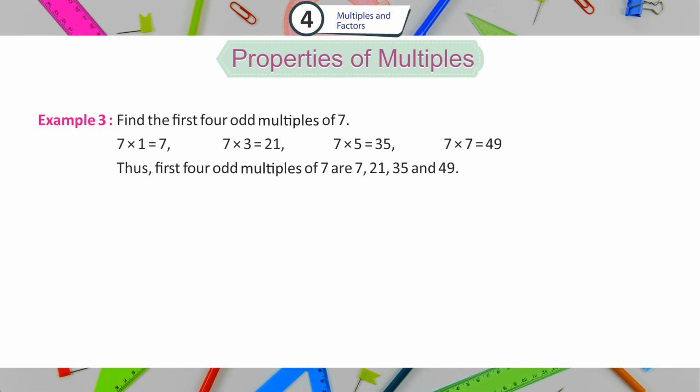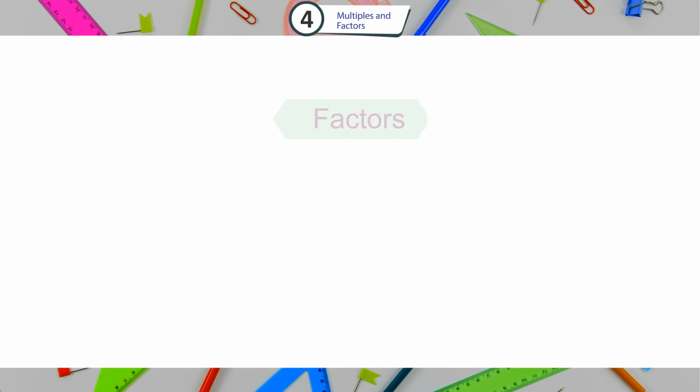Example 3. Find the first 4 odd multiples of 7. 7 into 1 is equal to 7. 7 into 3 is equal to 21. 7 into 5 is equal to 35. 7 into 7 is equal to 49. Thus, first 4 odd multiples of 7 are 7, 21, 35, and 49.